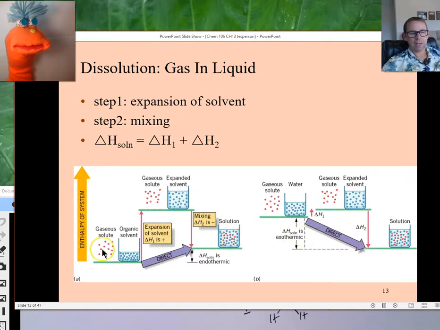Okay, we can have the same scenario for gases mixing into solvents, expanding the organic solvent and then mixing them together. In this case, delta H is endothermic. If a process is endothermic here, Fred, will the resulting solution feel cold or hot? Let's see, which one? Exothermic means heat is given off to the surroundings, right? That's right. So I think the one on the right would be your solution. Your resulting solution would be warm.